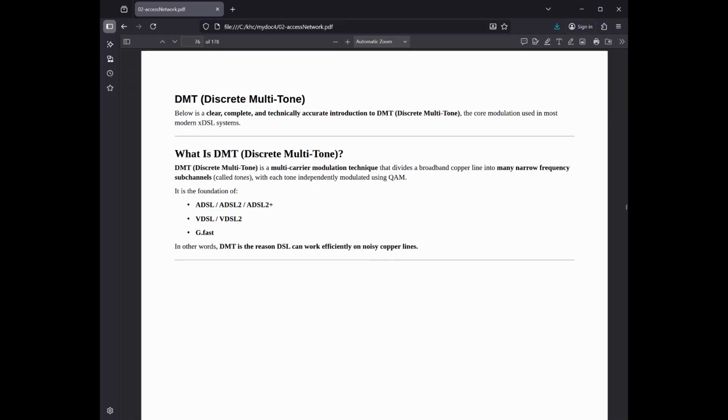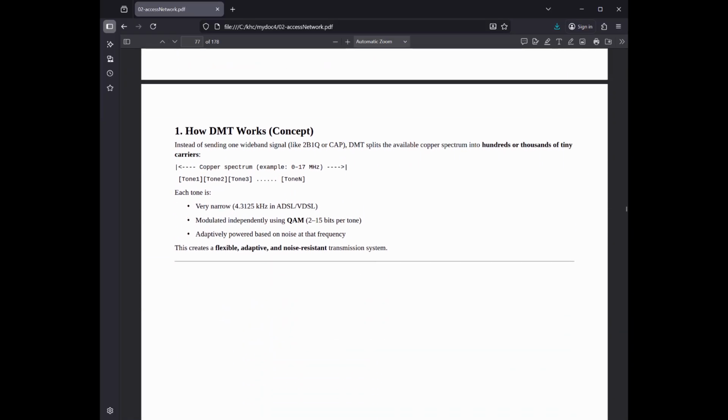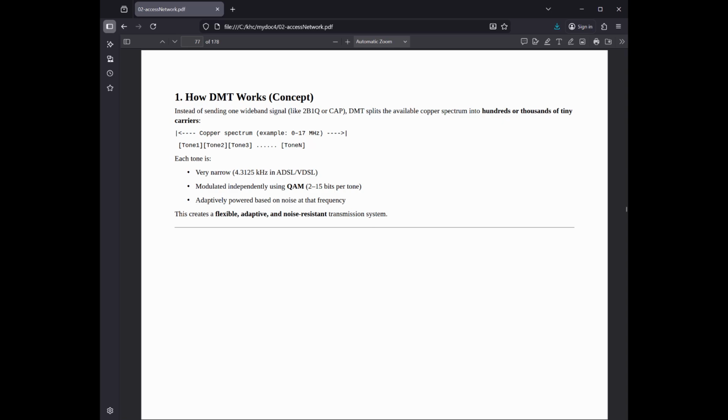How DMT works: the bins concept. Instead of sending data as a single, high-speed stream across the entire wire, which would be easily disrupted by noise, DMT breaks the frequency spectrum into hundreds of small, independent subchannels called bins or tones. Bin width: in ADSL and VDSL2, each bin is exactly 4.3125 kHz wide.